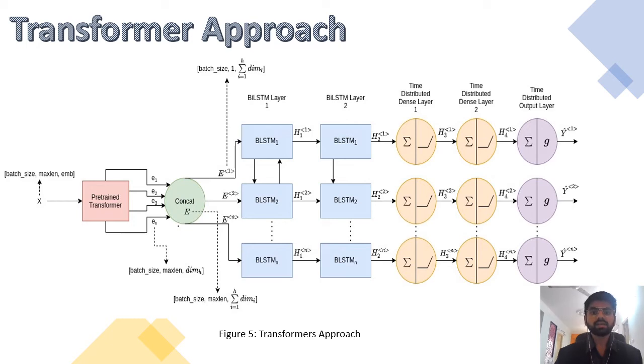This embedding is now fed through a BiLSTM layer, followed by a set of time distributed dense layers. Finally, the output for each time distributed dense layer is fed to a time distributed output layer. Similar to the previous approach, we use either sigmoid or softmax depending on whether we use binary cross entropy loss or KL divergence loss for label distributed learning.